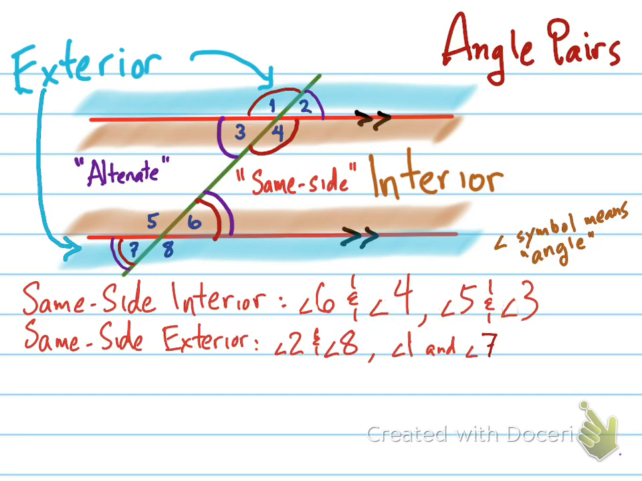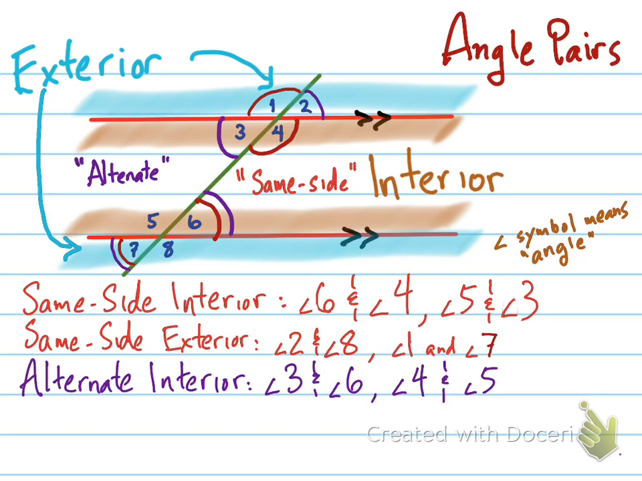Okay? So the same side exterior angles, hopefully you're getting the picture here. Angle 2 and angle 8, those are same side exterior. Angle 1 and angle 7 are also same side exterior angles. Okay, so the alternate interior angles would be angles like angle 3 and angle 6, or angles 4 and 5. Those are each a pair of alternate interior angles.